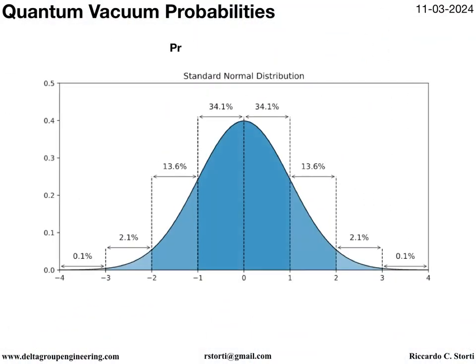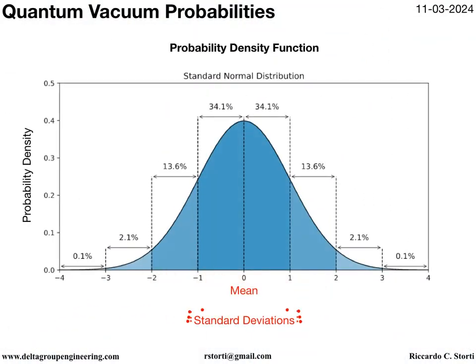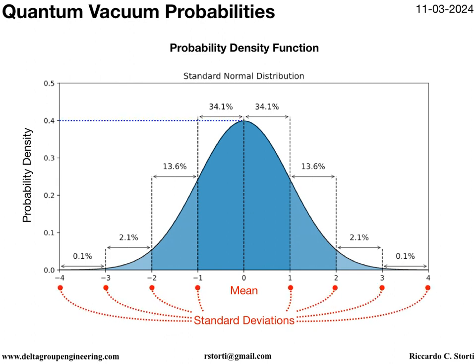Good day viewers. In this episode, we are going to look at quantum vacuum probabilities. I will explain what this means a bit later, but for now, we will look at the standard normal distribution curve. We will do this because we are going to use it as a template for studying quantum vacuum probabilities. The standard normal distribution curve denotes what's called a probability density function. The standard normal distribution has a mean value of 0, and a standard deviation of 1.